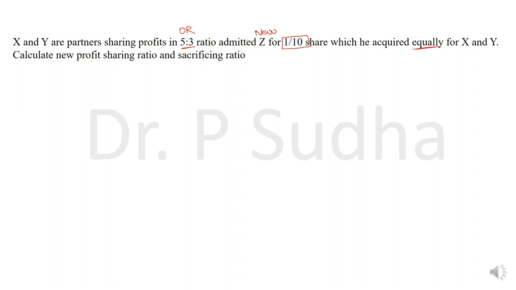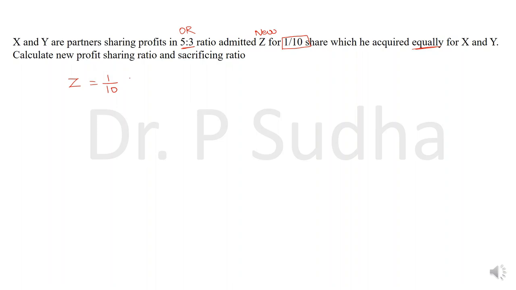Here, they are contributing equally. X and Y are contributing equally. We have to calculate the new profit sharing ratio and sacrificing ratio. Okay. What is Z's share? Z is taking 1 by 10. Okay. This 1/10 is sacrificed by X and Y equally, isn't it?